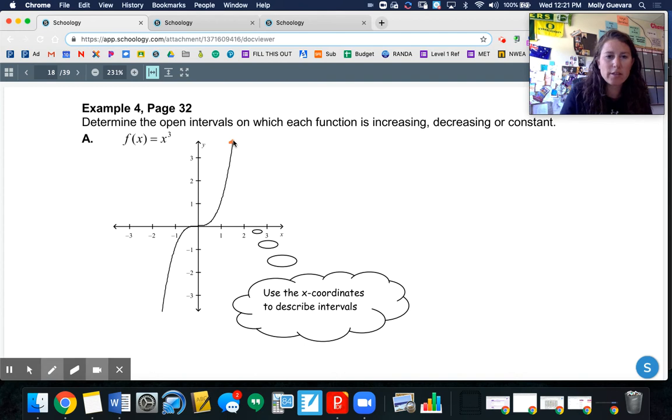The only thing missing here, these should have arrows. Sorry. So we're going to do 3 examples together, and we'll move on.